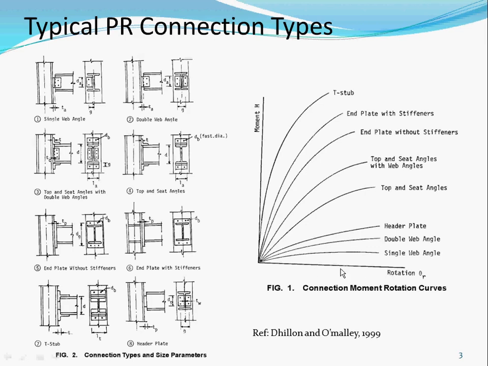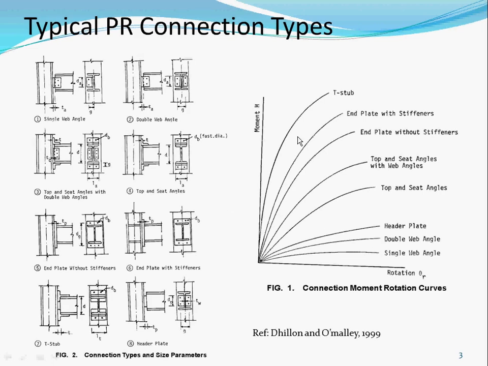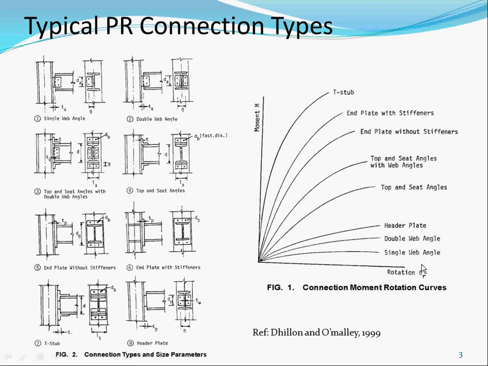If you look at the curve, here's where they rank: the single web, the double web, and then what they call the top and bottom seat. The stiffer it goes, the more moment it will take with less rotation. Theoretically, if there's no rotation at all, it'll go straight up the line. For a pin connection there's no resistance, so it'll be on this line. Theoretically that's what it is, but typically it's somewhere in between, so you see all these different connections.